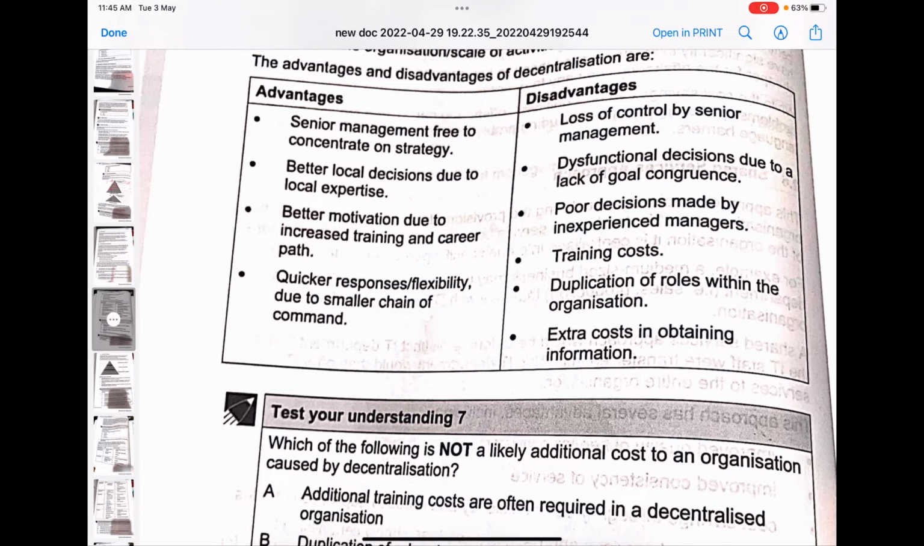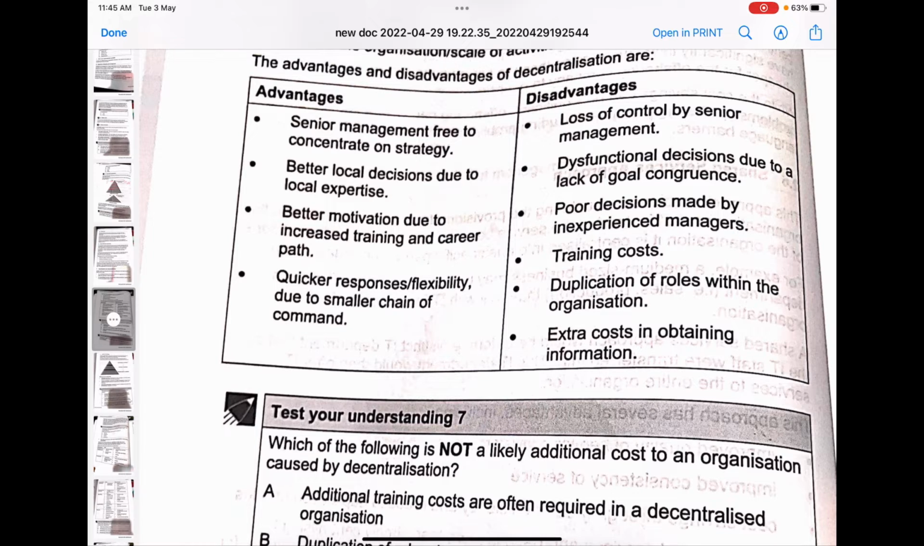What are the disadvantages of decentralization? There is a loss of control by senior management, obviously. Dysfunctional decisions due to a lack of goal congruence. There is a lack of goal congruence because everybody has their own goal, and the decentralized departments might take decisions based on their own advantages. Poor decisions are made by inexperienced managers.